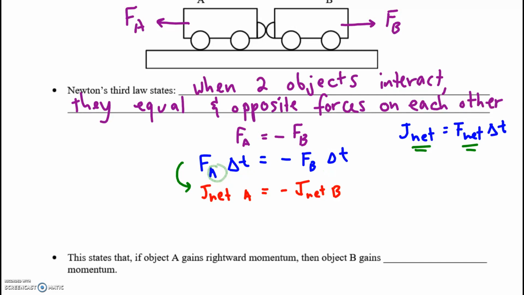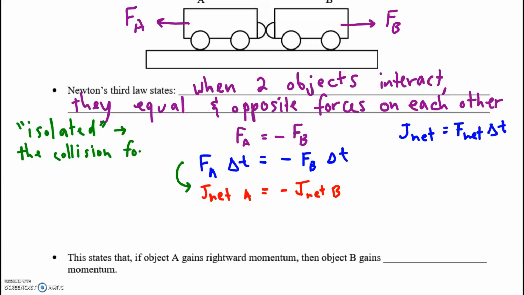Well, there's an assumption that we're making here. We are assuming that the system is isolated. And in this context, isolated means the collision force, Fa and Fb, is the net force. That's the assumption that we have to make in order to make this step.